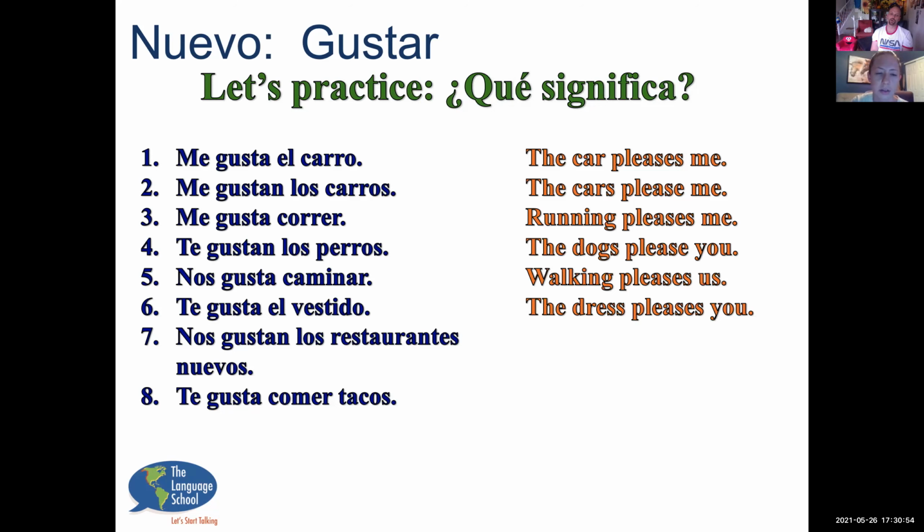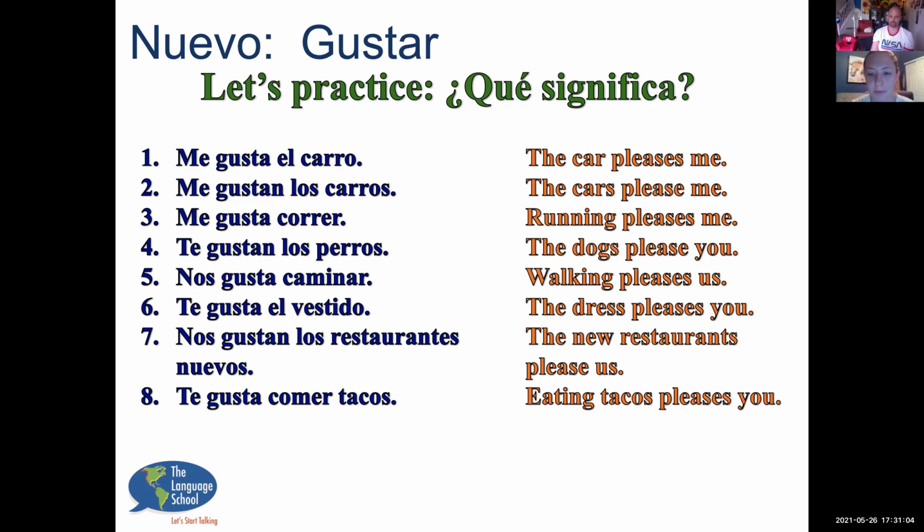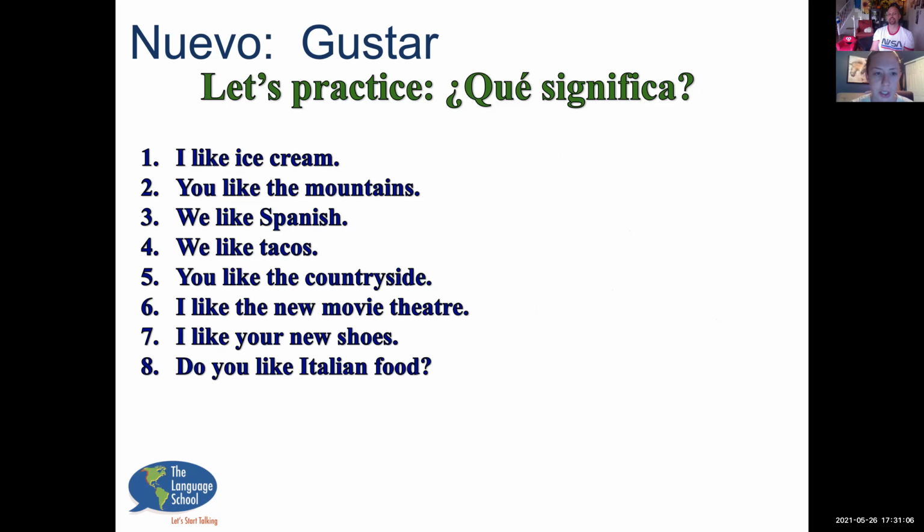¿Nos gustan los restaurantes nuevos? We like the new restaurants. ¿Te gusta comer tacos? You like to eat tacos. Perfecto. Okay. Now, how would you say this in Spanish? Me gusta el helado. Muy bien.